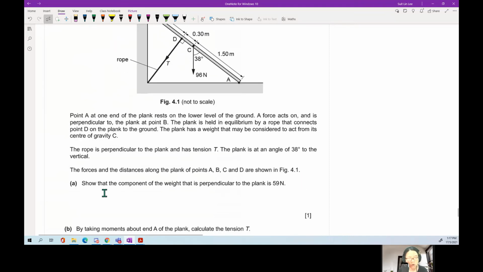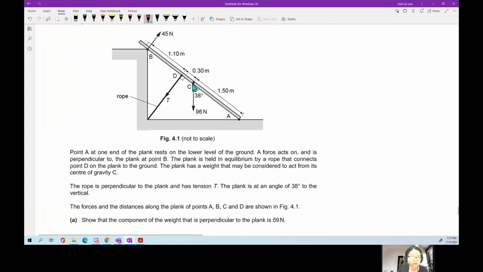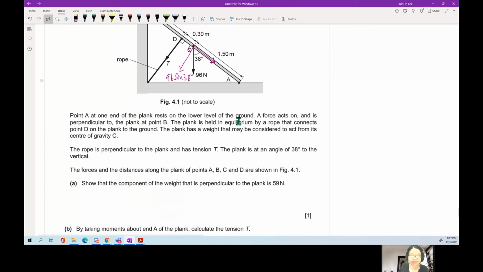Forces are all shown. Component of weight that is perpendicular to the plank. Okay, same story. We're going to split this so that it's 90 degrees. And another component is parallel to the plank. So it will have no moment about the point A or point B. Okay, so here, this one will be 96. No, it is opposite the angle 38. So sine 38. Opposite angle, we will take sine. Okay, so just 96 sine 38 is 59.